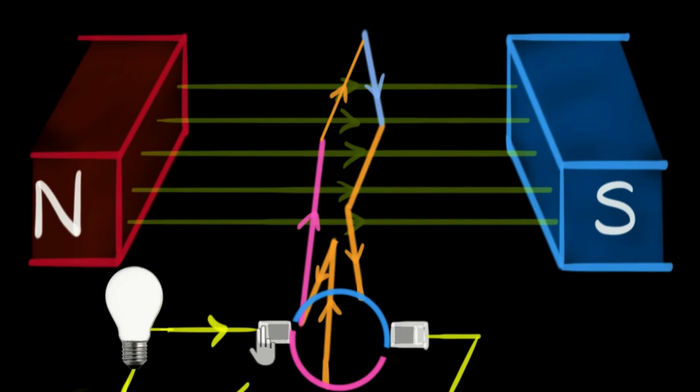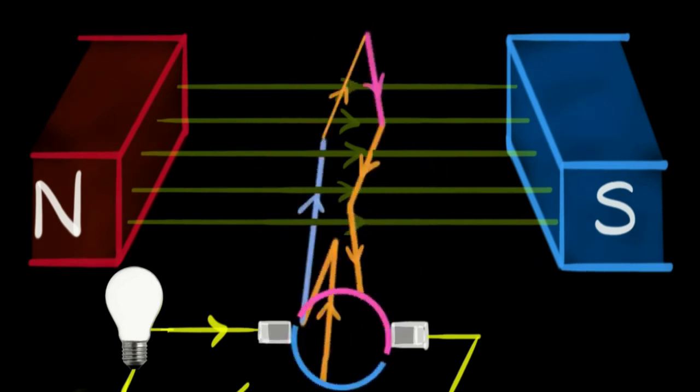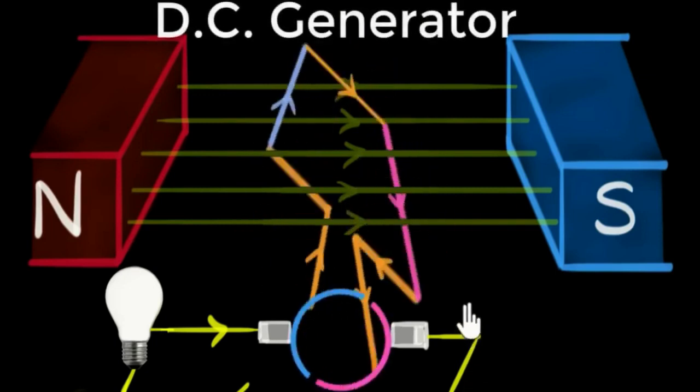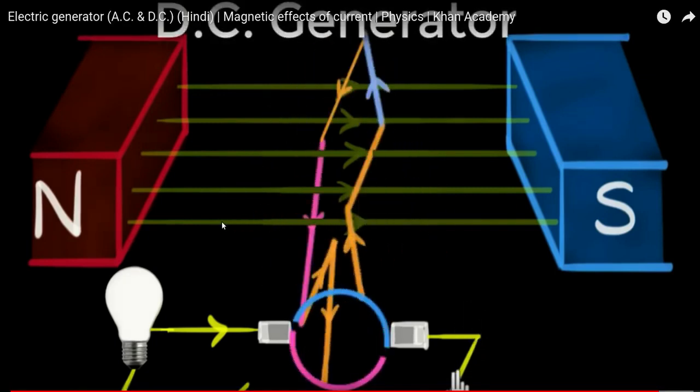Alternating current is when the current is in two different directions. Direct current is when the current is in one single direction. So that is why this is called a DC generator. This is how a DC generator works. A direct current generator works with the split rings.